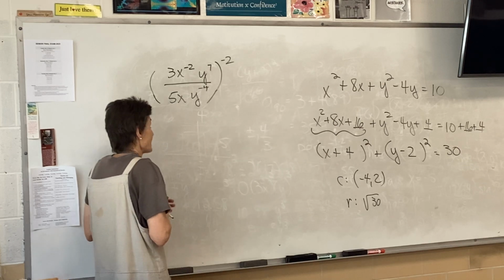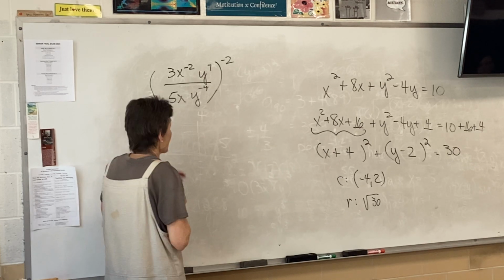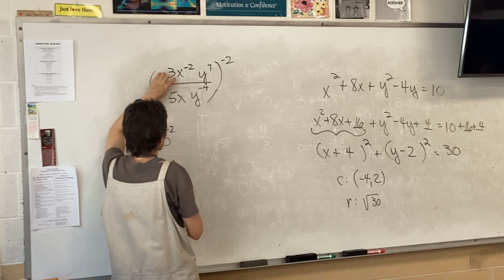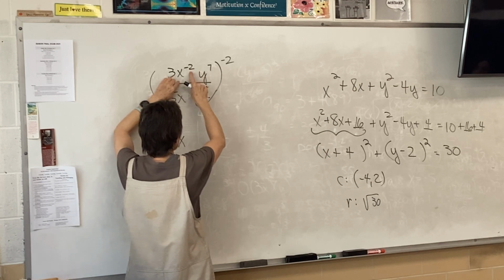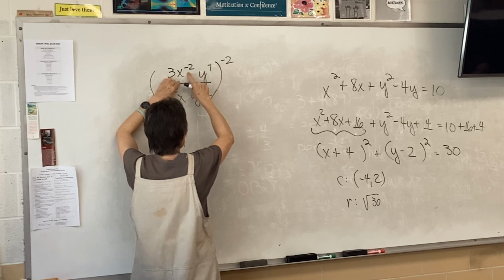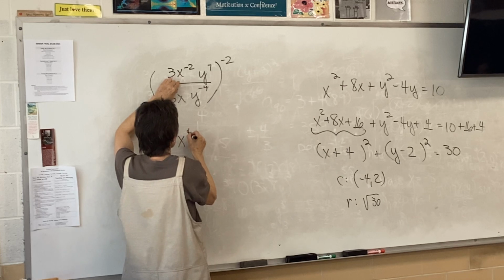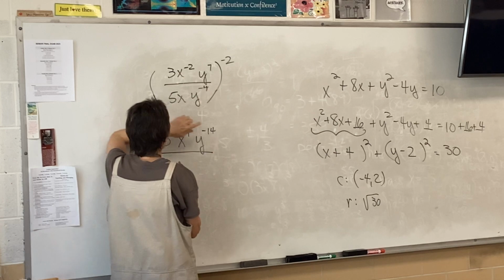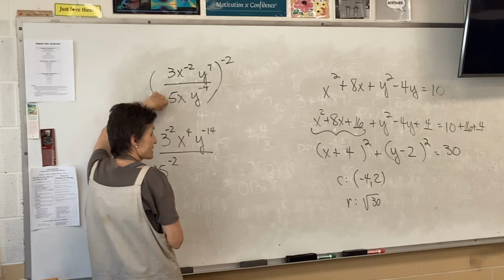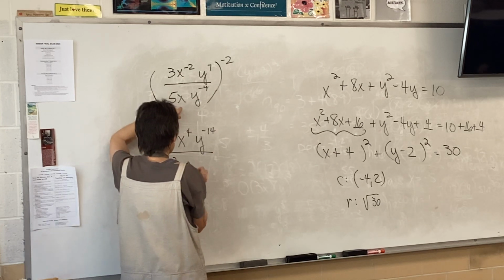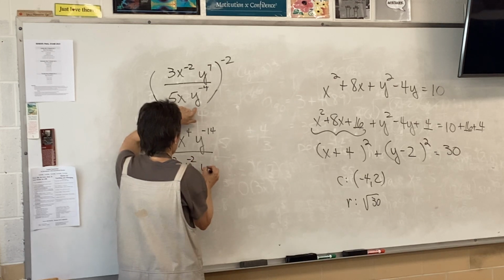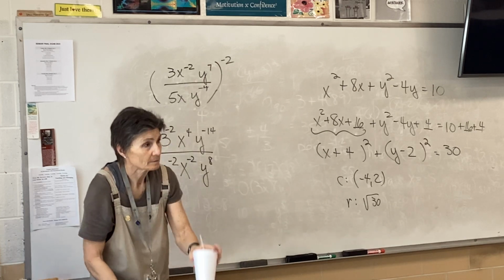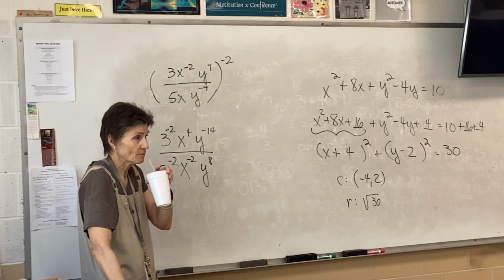So you could take everything in there to the negative second. So that includes 3 to the negative second, x to the, these get multiplied, so that's going to be 4, y to the negative 14th, 5 to the negative second, x to the negative second, and y to the 8th. You do not have to start that way. That's how she wanted to start, it's fine. Absolutely fine.